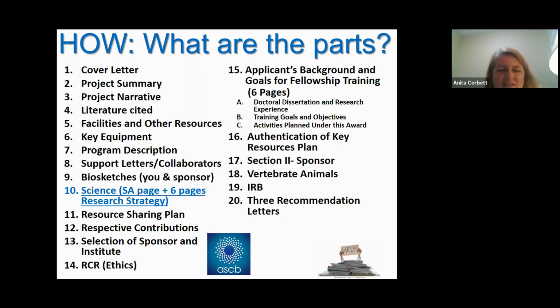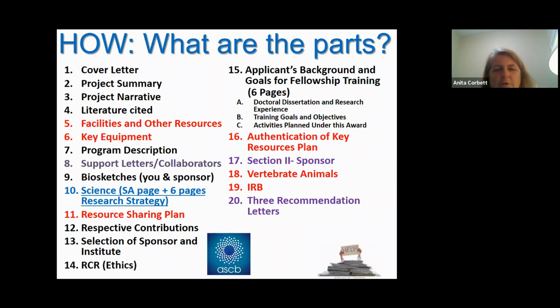It's not quite as scary as all this, because if you color code some of these things, what you see is that the things in red are descriptions of the facilities, the equipment that you're going to have, some other pieces that are really specific to NIH grants: how you're going to share the resources, how you're going to authenticate the stuff you have, if you're going to use vertebrate animals, or if you need IRB approval. Most of those things are probably things your mentor has a version of, and you can just take it and edit it. The things in purple, support letters from collaborators, of course, you would need to reach out and get those, but those are things that someone else is going to write.